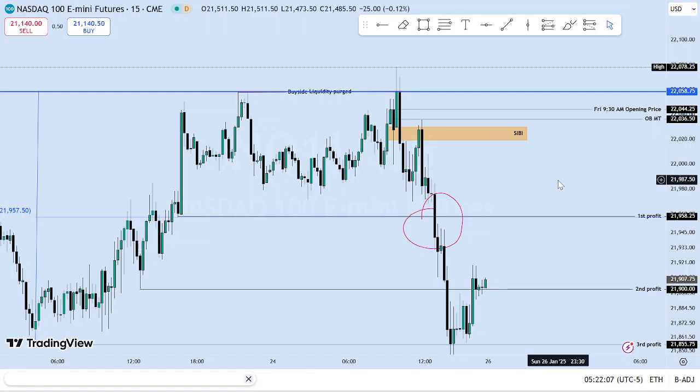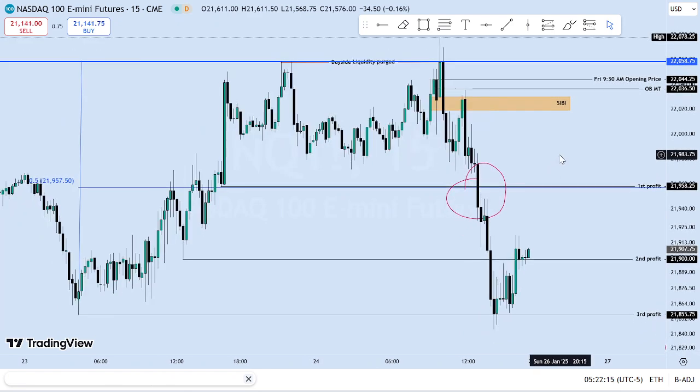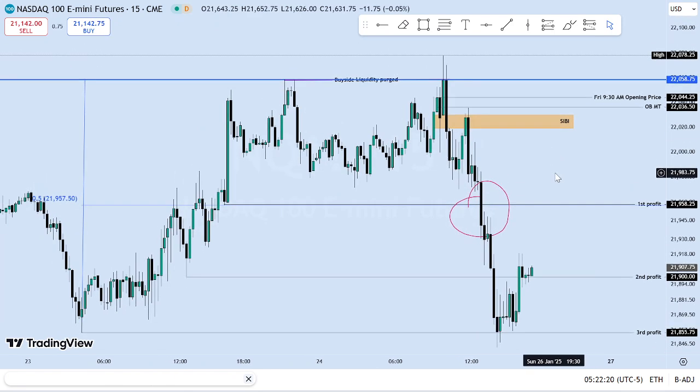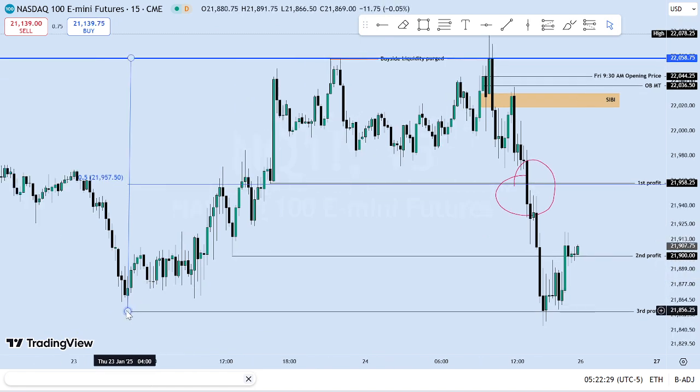Yes, yeah, go ahead. This equilibrium, this 50%, that's equilibrium. Yeah, the high of it. The high of it, yes. Okay, is this candle the high here? Yes. So how can you identify it? Okay, good. How to identify it?